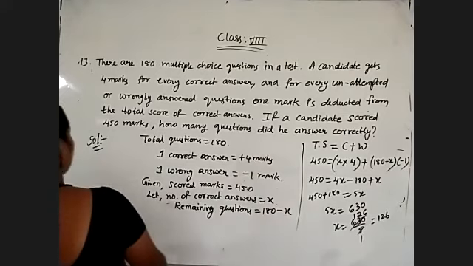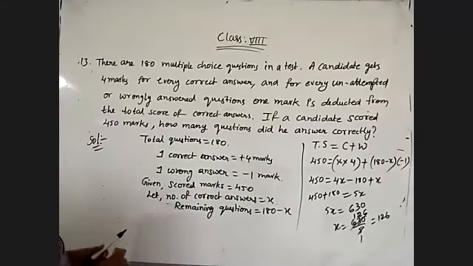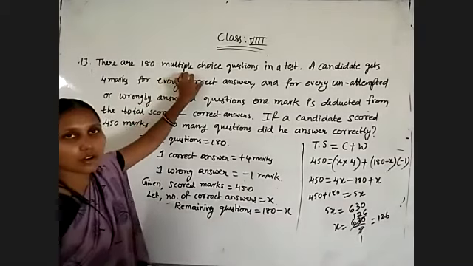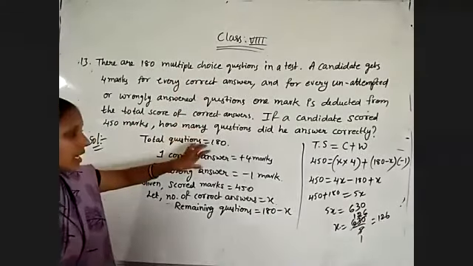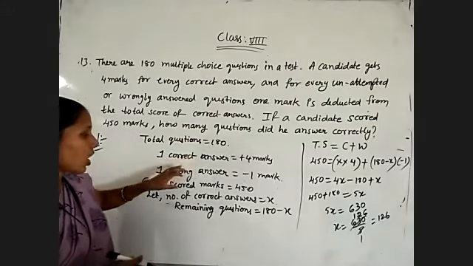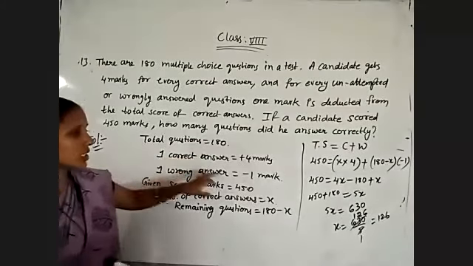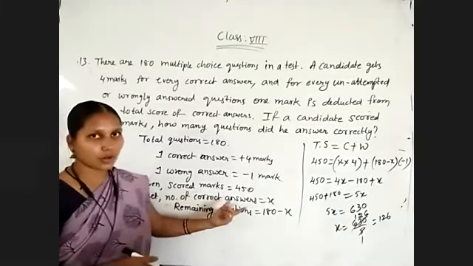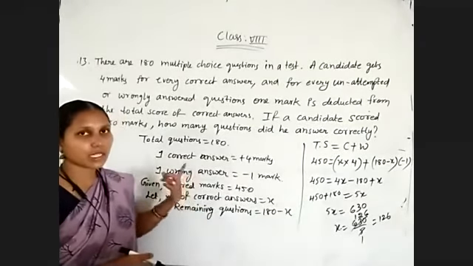Now coming to the next problem. Once again I will explain, listen. Here in this question they have given that the total number of questions is 180, every correct answer secures 4 marks, and the wrong answer as well as not attempted questions take minus 1 marks, and the total score is equal to 450. All this information is given in the question.